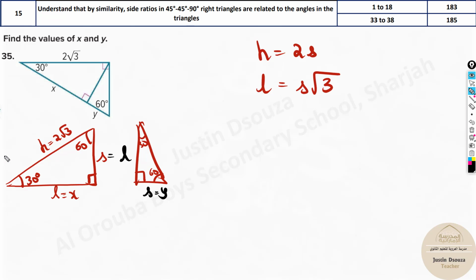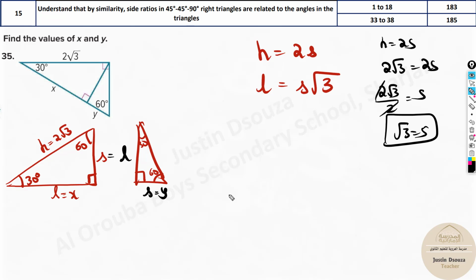What we do is, from the first triangle, we will find the value of S first. If we find S, we can use L, right? This formula can be used. So what is H equal to? H equals 2S. Let's solve. What is the hypotenuse H? H is 2 root 3. 2 root 3 is equal to 2S. Now take the 2 to the other side, it will be 2 root 3 by 2 equals S. This cancels, root 3 equals S.